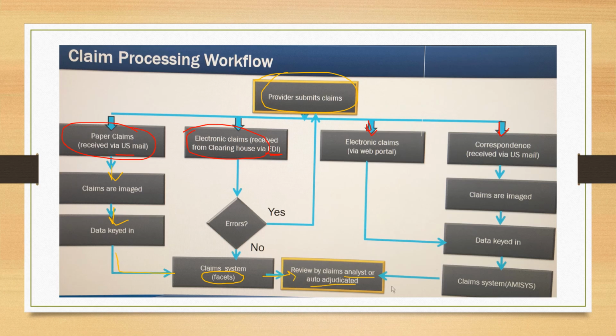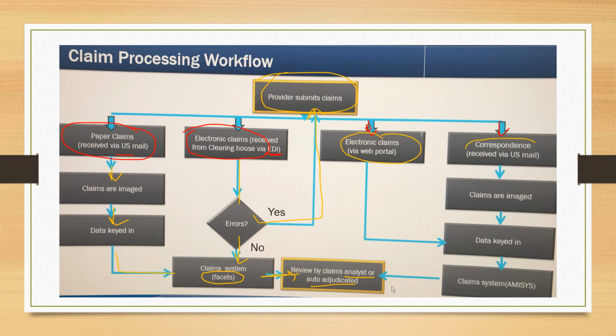Okay, so EDI goes through the same way. But if there is an error, then yes, it will go back to the provider again. But if there is no error, Facets is going to go through the adjudication system. If everything is all set, it will be submitted, and the claim paid or denied, however it goes. So this is our electronic claim via web portal.